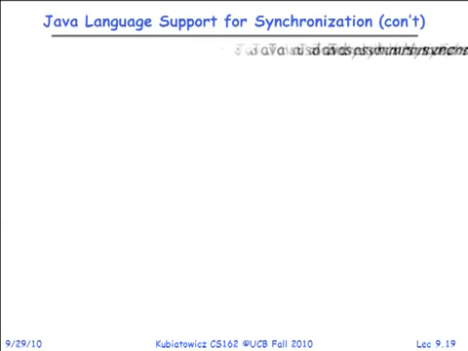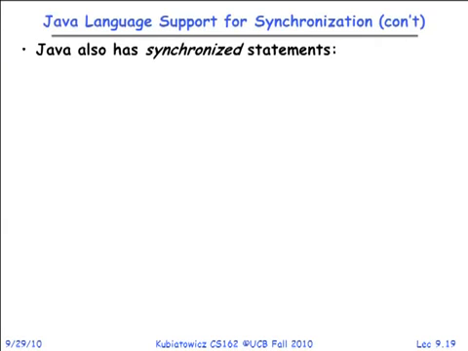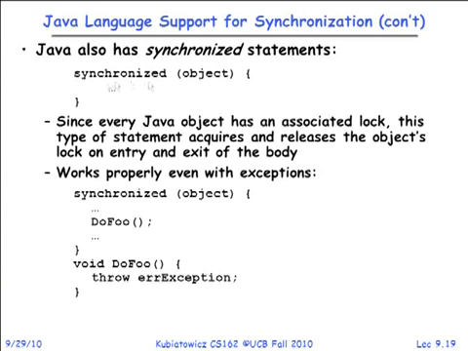Now, it also has synchronized statements. The idea is you say synchronized and you put an object in parentheses, and then you have some block of code. All this says is take the lock associated with that object and grab it when you enter this open brace and release it on the close brace. Okay, yeah, question?